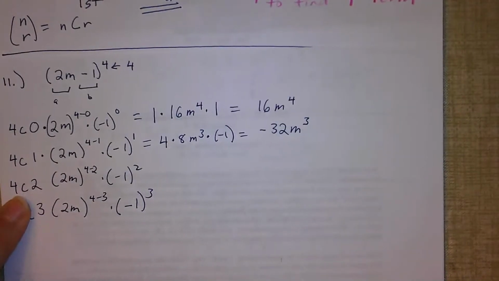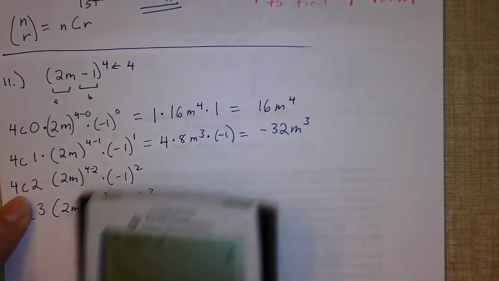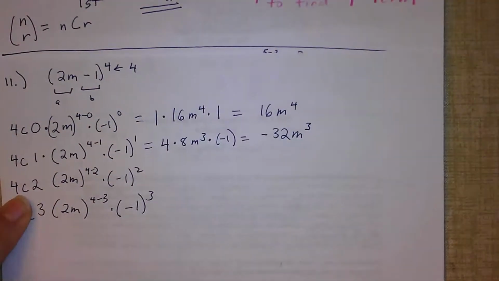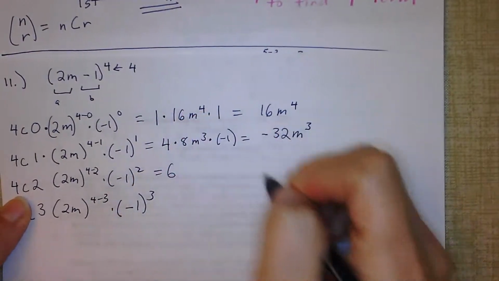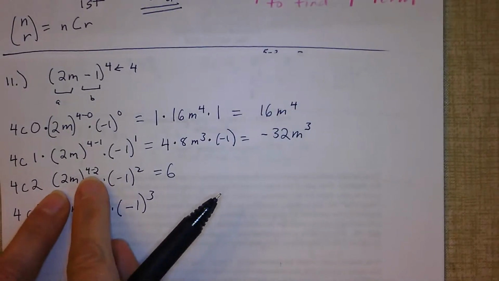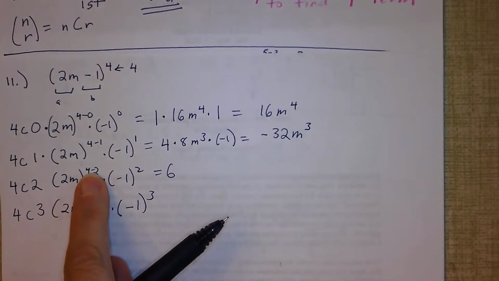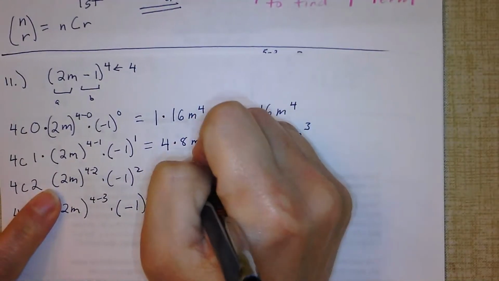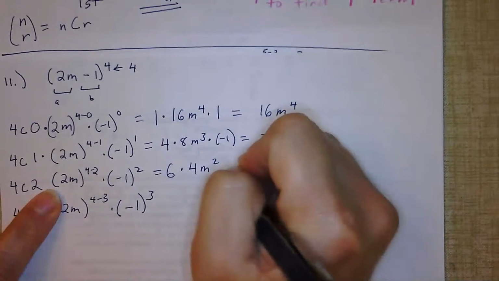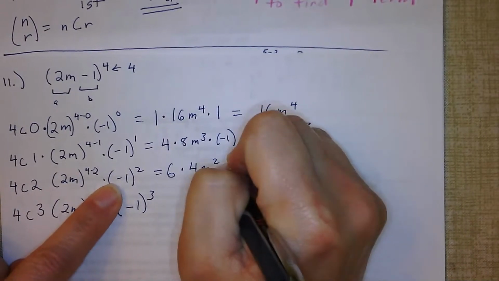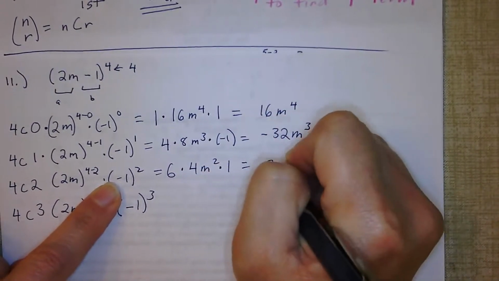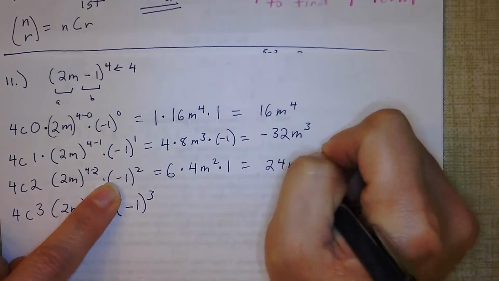Okay, so now for 4C2, again, on my calculator, 4C2, I get 6. Now I'm going to go here. 4 minus 2 is 2. 2 squared is 4, 4m squared. And then squaring the negative 1, I get 1. So I've got 24m squared.